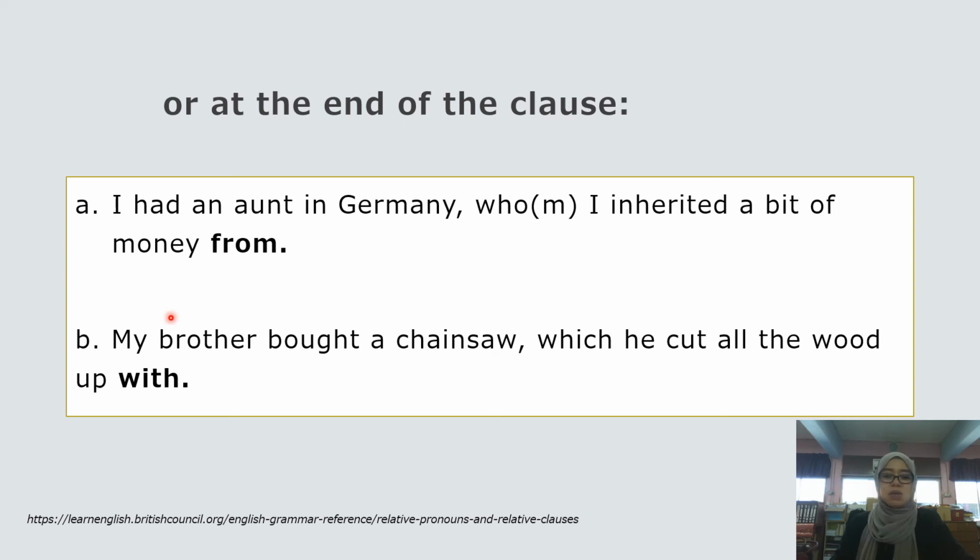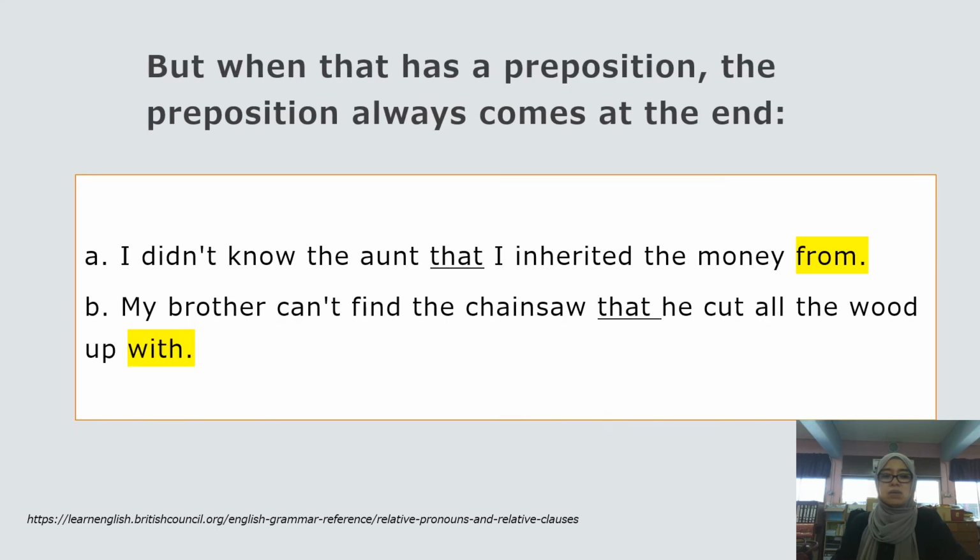Now let's look at B. My brother bought a chainsaw which he cut all the wood up with. Now you see the word with, the preposition, is at the end of the clause. So this is the difference between the preposition at the end and at the beginning of the clause. Let's look at the next one.